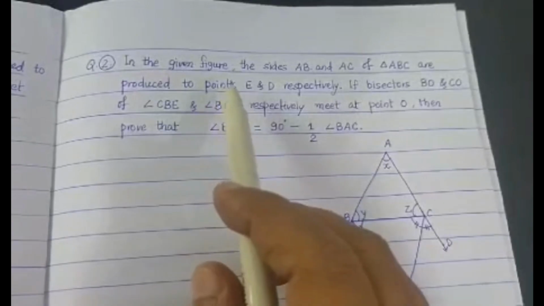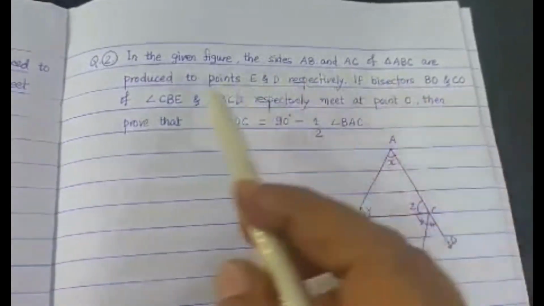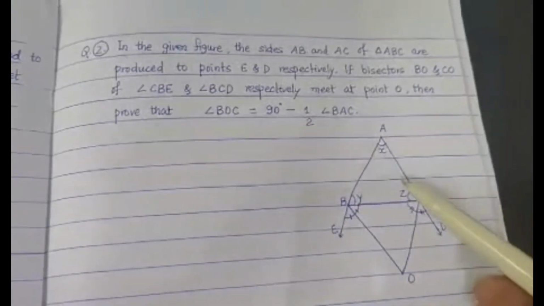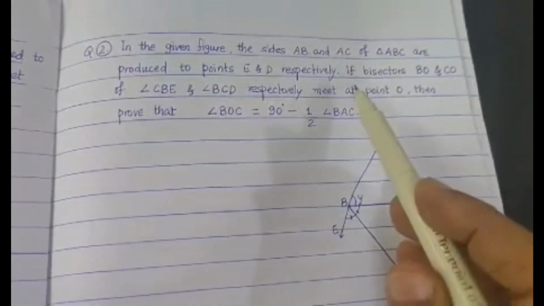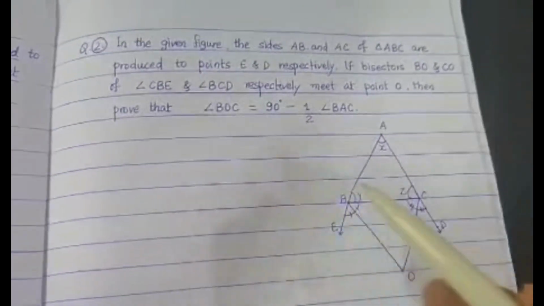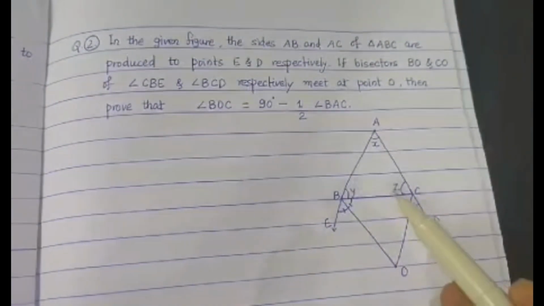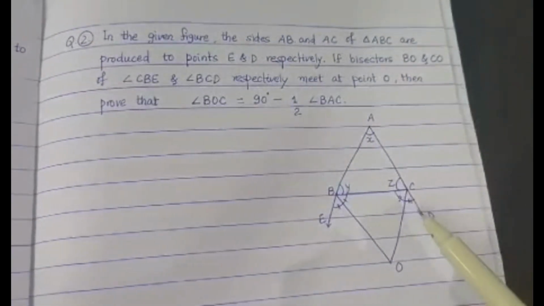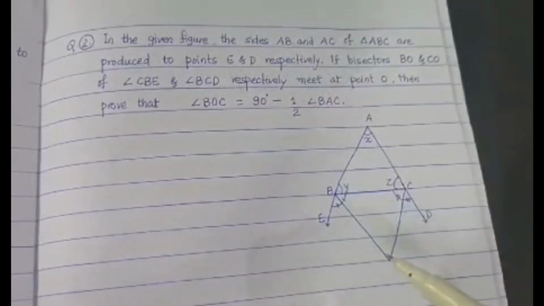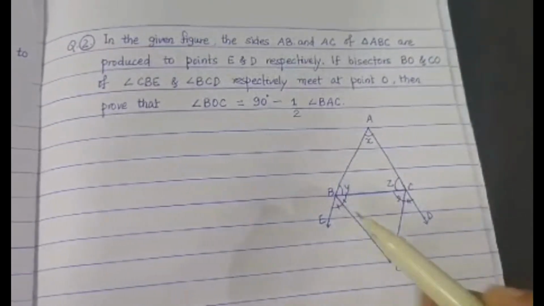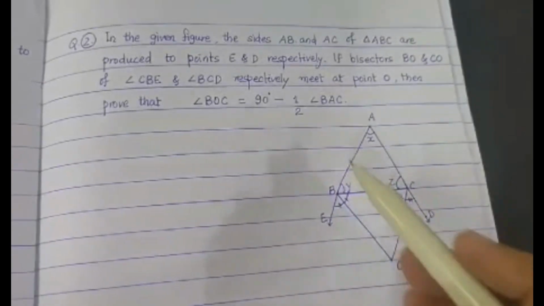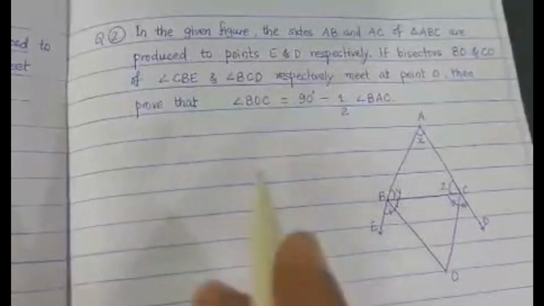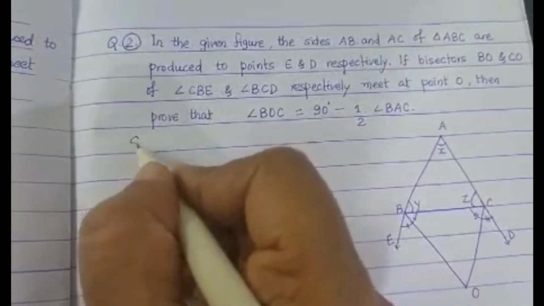In the given figure, the sides AB and AC of triangle ABC are produced to points E and D respectively. So this side has been produced to E, this side has been produced to D. Alright. If bisectors BO and CO of angle CBE, this BO is the bisector of angle CBE, this CO is the bisector of angle BCD, respectively meet at point O. Then prove that angle BOC is equal to 90 minus half angle BAC. And this XYZ we have been given. So let us do it. Solution.